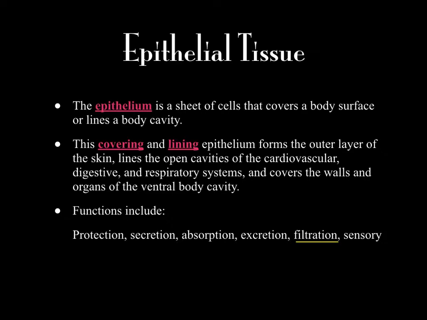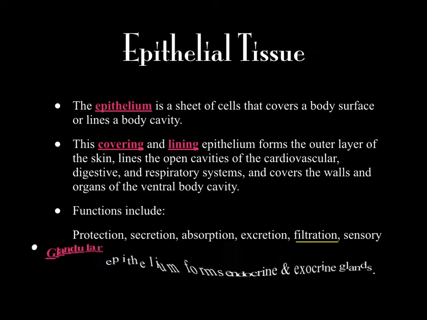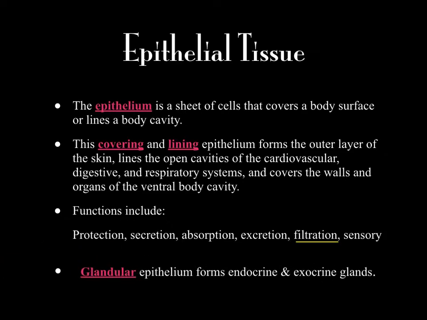In addition to the covering and lining epithelium, there's also a glandular form of epithelial tissue. And the glandular epithelium comprises both endocrine and exocrine glands. In lab, however, we will not go into detail regarding the structure and function of glandular epithelium. So from this point forward, keep in mind we're talking about the covering and lining type of epithelial tissue.